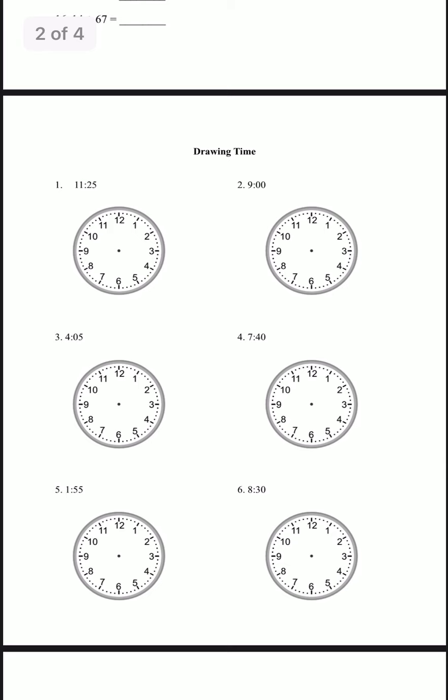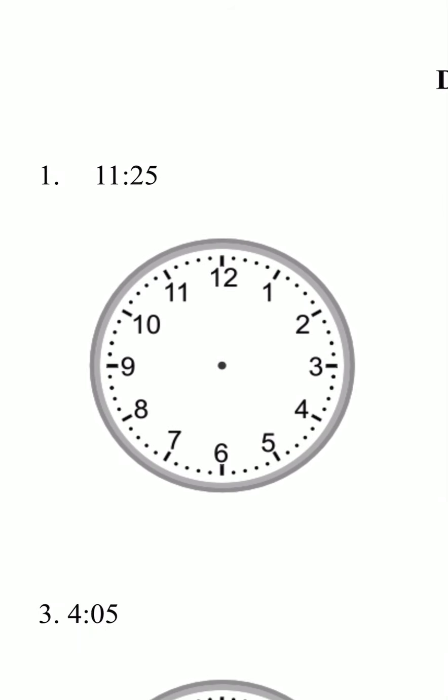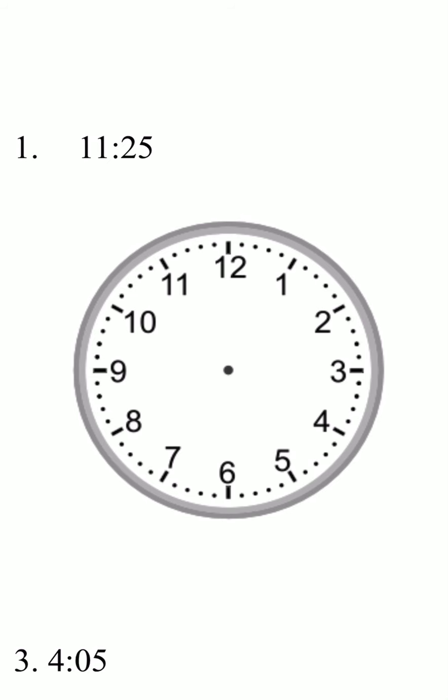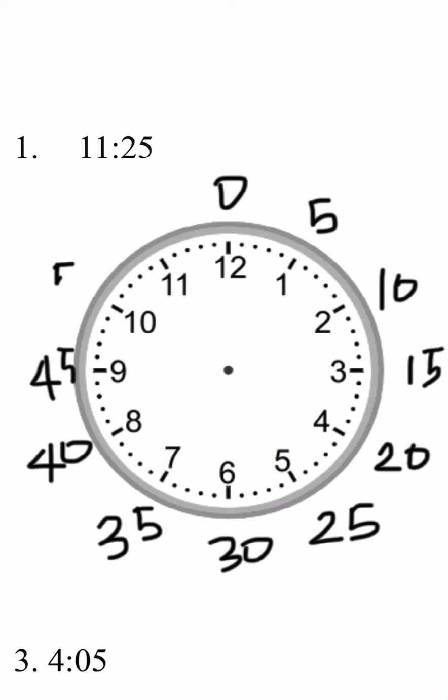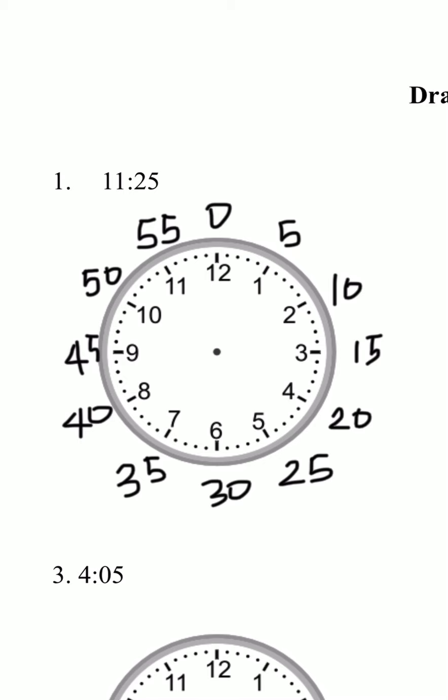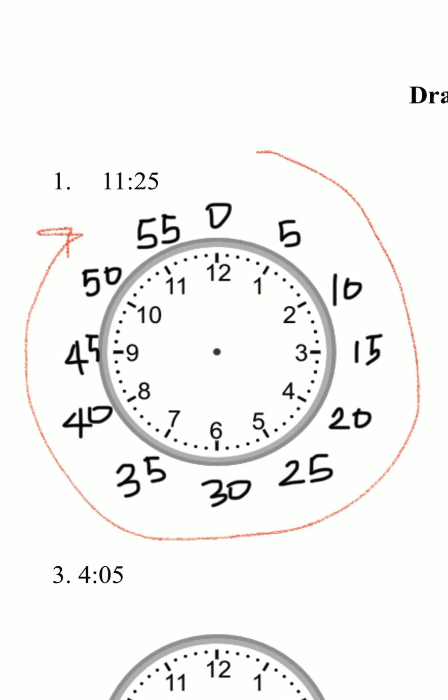Let's move on to the next page. Drawing time. If you look at a clock, the 12 is 0. The 1 represents 5, 10, 15, and it goes up by 5. 20, 25, 30, 7 is 35, 8 is 40, 45, 10 is 50, 11 is 55, and then it goes around. And it goes in this direction, okay?